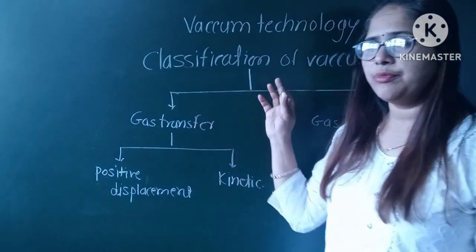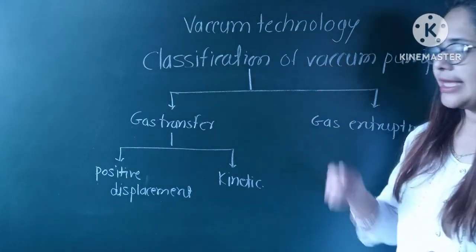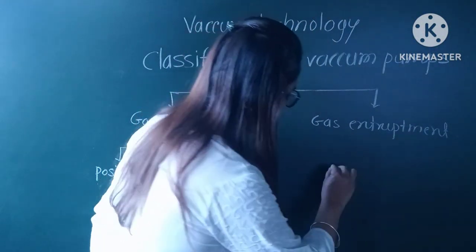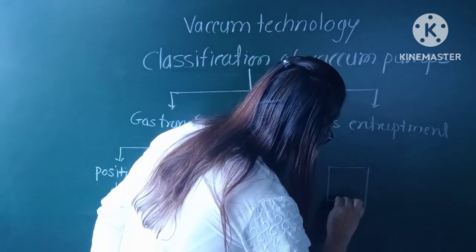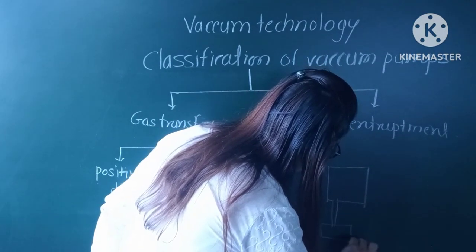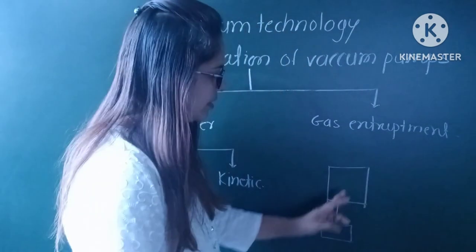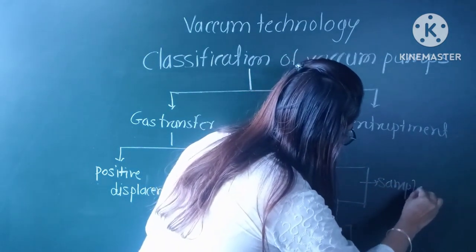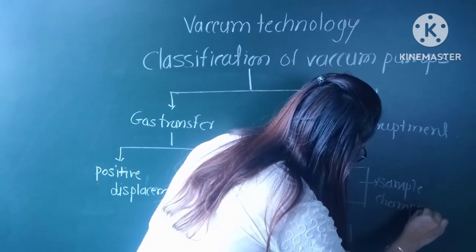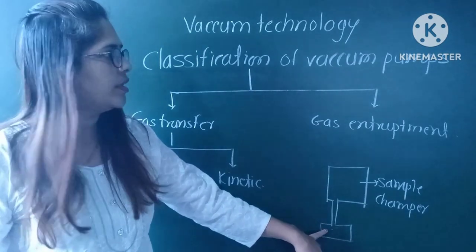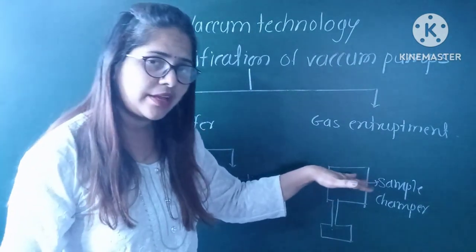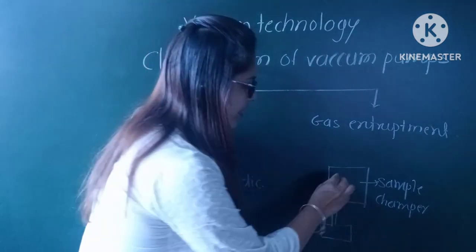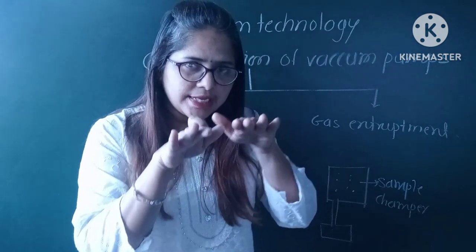See here, these vacuum pumps which are used to generate the vacuum can basically be classified as gas transfer and gas entrapment. In the previous few minutes we have seen that this is the sample chamber, and this is where we have connected the vacuum pump. So gas transfer is just mechanically removing the gas from the sample chamber, and gas entrapment is trapping whatever air molecules are present inside the chamber only.